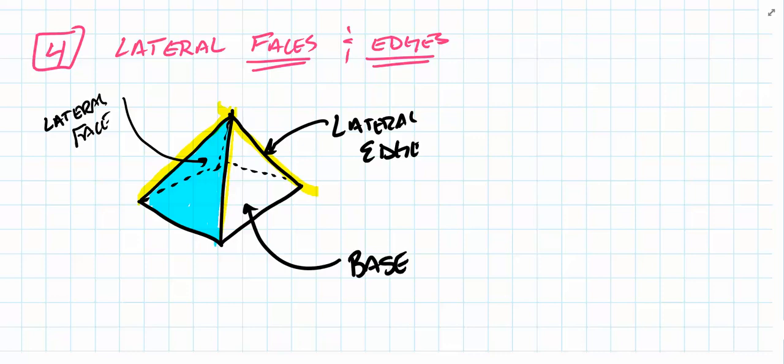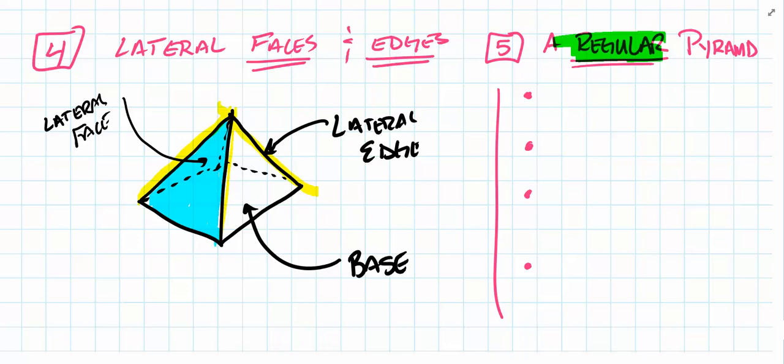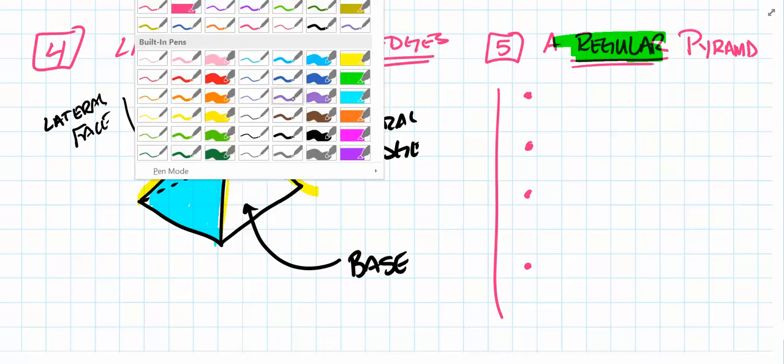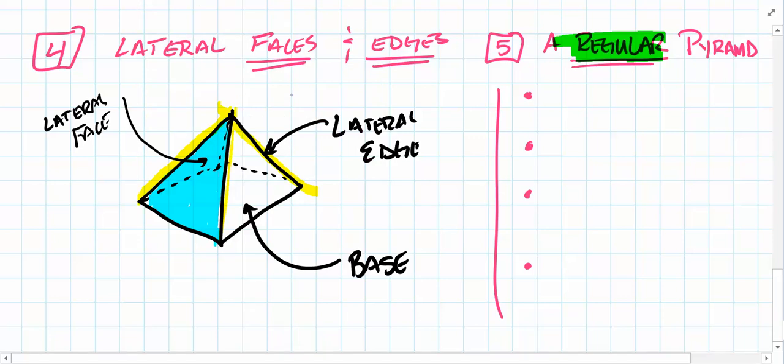Okay, we're going to describe regular pyramids now. Most of the figures that we're going to be working with are going to be regular pyramids, but we're going to make sure that we have all the criteria down for regular pyramids. There are 4 things that have to happen in order for a pyramid to be considered regular. First, the base has to be a regular polygon. So write that down. The base is a regular polygon.